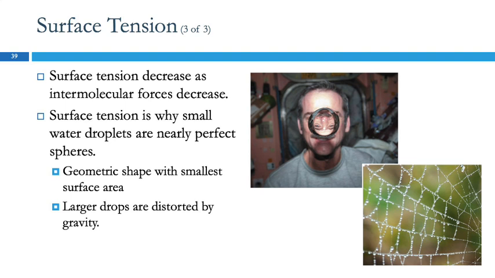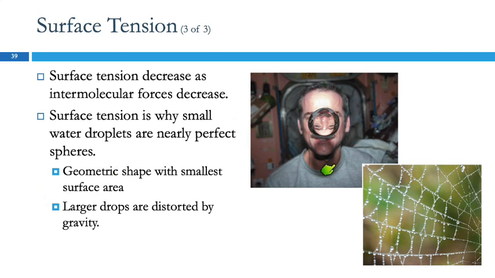If the intermolecular forces are weaker, then the surface tension decreases. Then it's easier to break into that water, the liquid, to increase its surface area. And so this is why water forms spherical droplets, because that's the geometric shape with the smallest surface area.